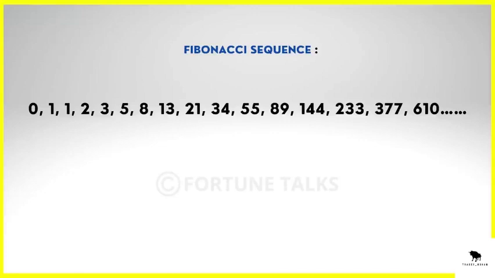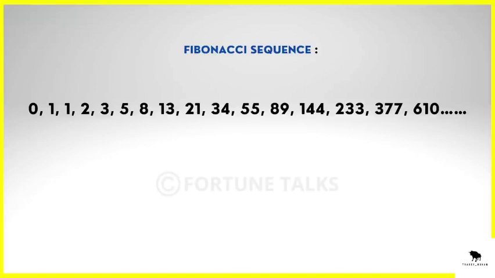Okay, let me make it clear that I will not dwell deep into the mathematical properties behind the Fibonacci sequence, but I will give you the basics that will provide you with the necessary background of the sequence. Now, how to make sense out of all this? How are the numbers in the sequence formed?